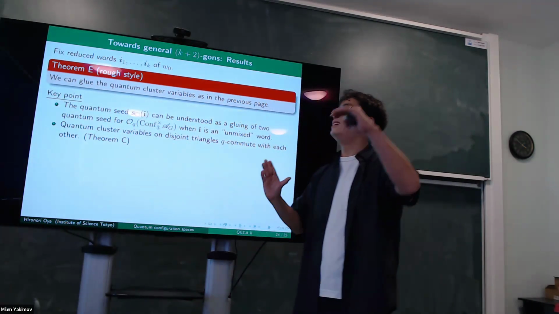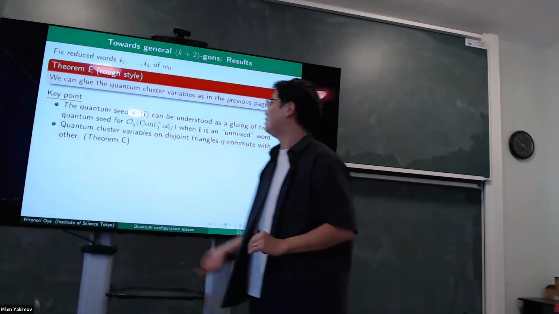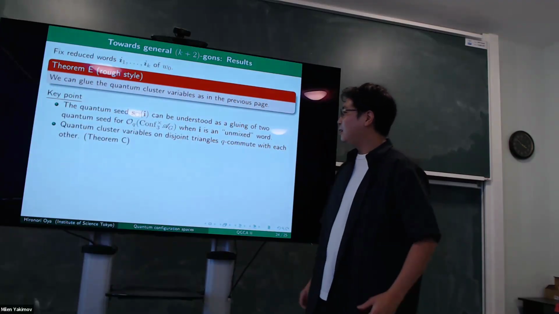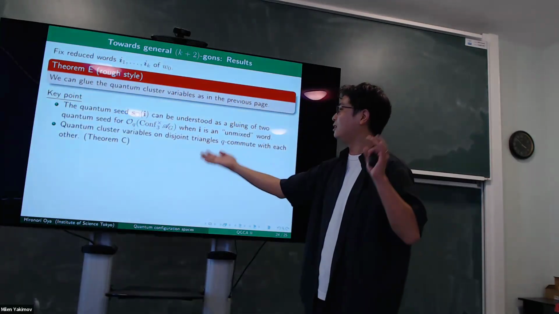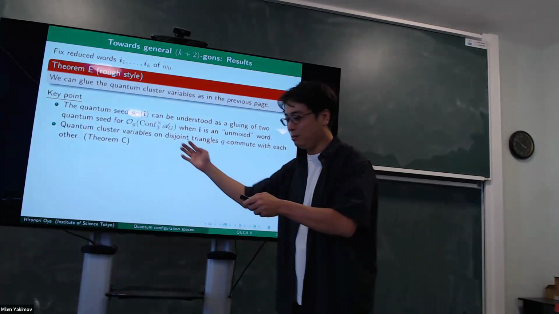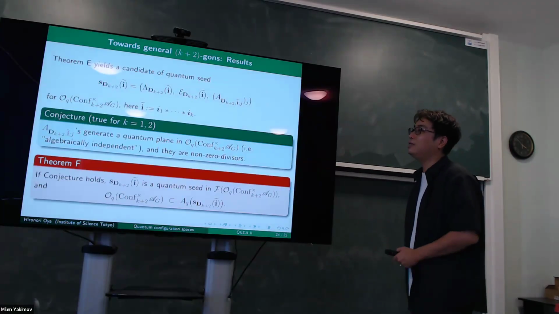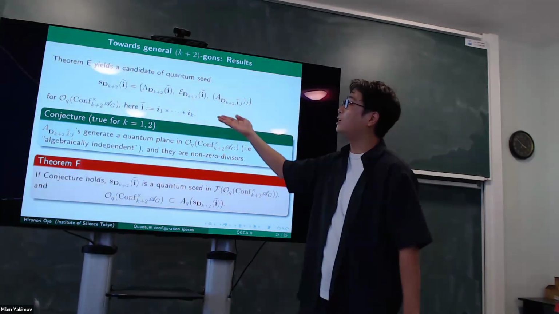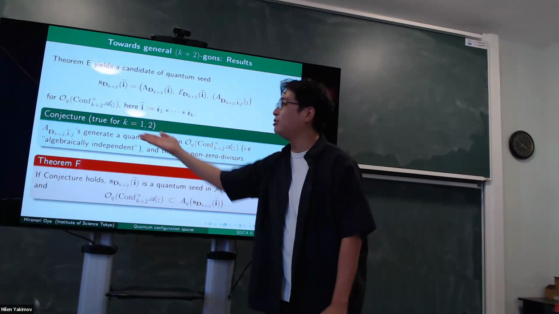So the point is, the cluster structure for the quantum configuration space can be considered as gluing of two quantum cluster algebras when I is an unmixed one. So this is the point. Okay. And two quantum cluster variables on disjoint triangles q-commute. So by this theorem, we can construct a candidate of quantum seed. But we still have one conjecture.